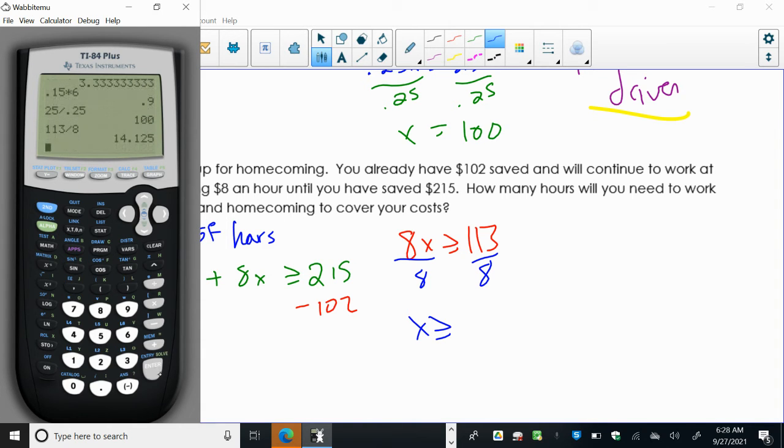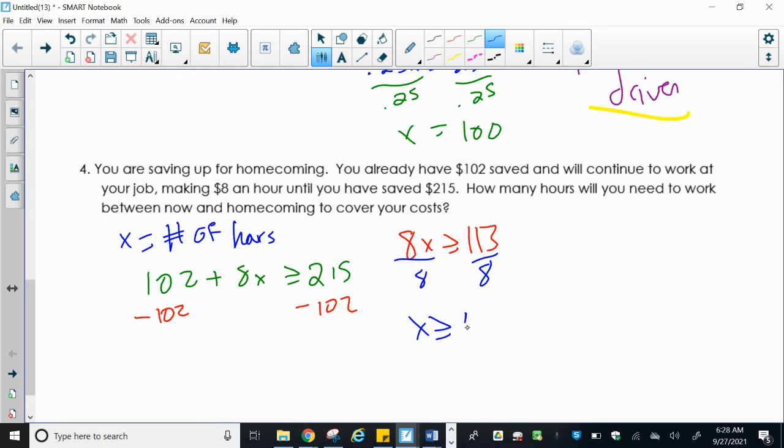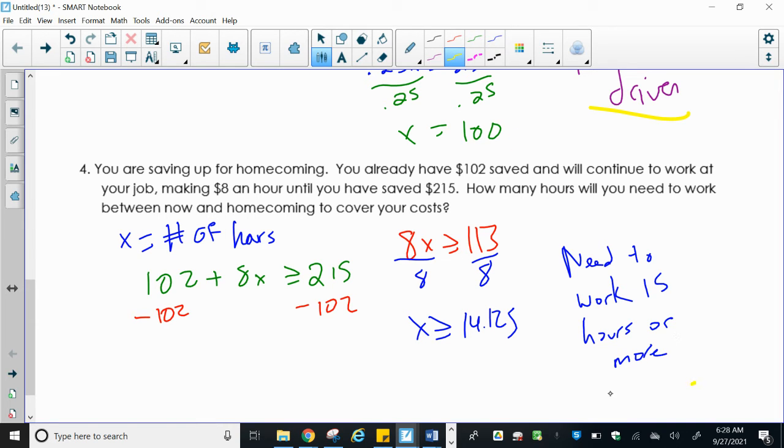Divided by 8, 14.125. So now we need to interpret our answer. If we need to save at least $215 and we need x to be greater than 14.125, we should be rounding up and saying we need to work 15 hours or more. You need to work 15 hours or more.